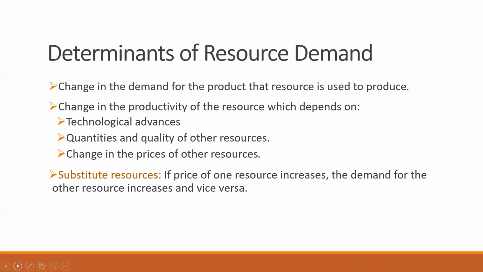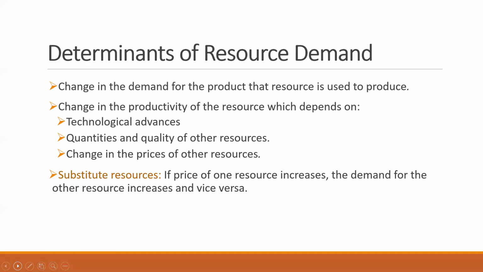The third factor that we want to look at in the determinants of resource demand is substitute resources. If two resources are substitutes, such as labor can replace capital, capital can replace labor, then if the price of one resource increases, you want to shift to the other resource to reduce cost of production. That means the demand for the other resource increases as well, and vice versa. If the price of one resource decreases, demand for the other resource also decreases. That's what we call substitute resources.